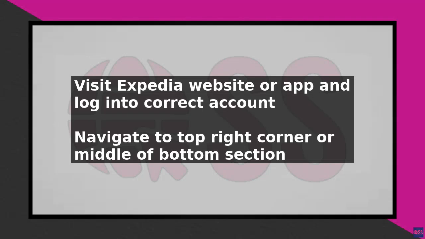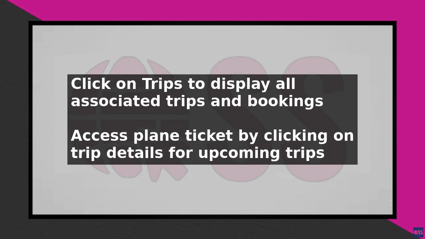To obtain your plane ticket from Expedia, start by visiting their website or using their app. Ensure you are logged into the correct account where you made the booking. Once logged in, navigate to the top right corner of the website or the middle of the bottom section on the app, and click on Trips.